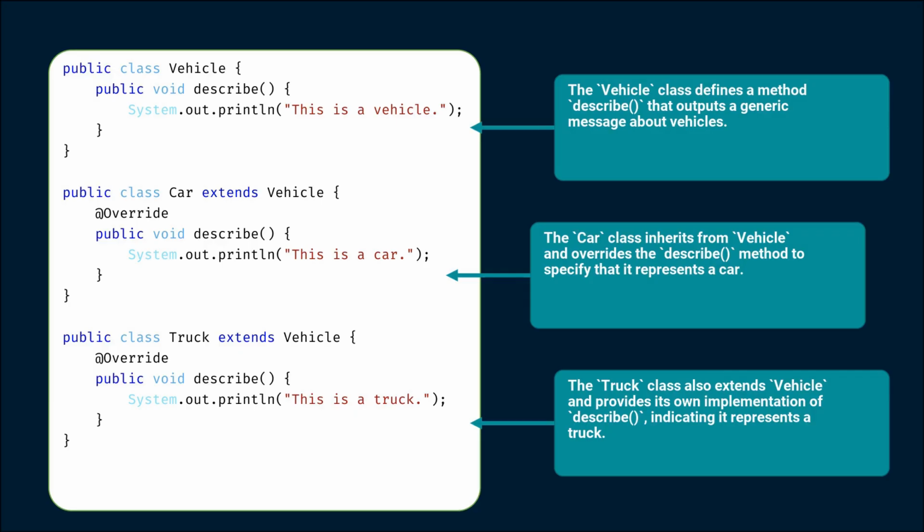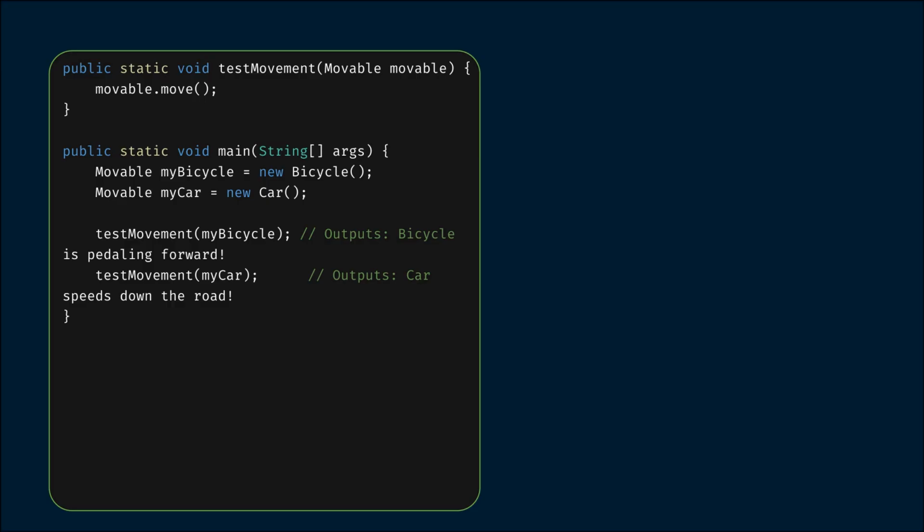This demonstrates how inheritance not only facilitates code reuse, but also promotes flexibility, enabling us to introduce new vehicle types with minimal redundancy, thereby highlighting the hierarchy and structure of our code effectively. Now let's see how we can implement a function that utilizes our Movable interface.